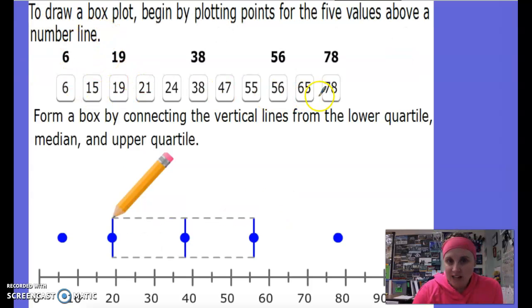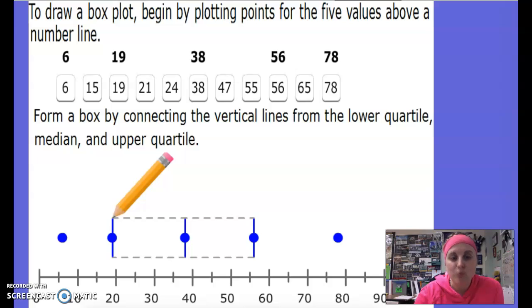Same set of data here. Once you get a number line, you put dots at the minimum 6 and maximum 78, and you put vertical bars at 19, 38, and 56. Again, it's a number line. You have to do it as best you can. And then just connect those middle 3 with a box around it. And lastly, connect off your whiskers.